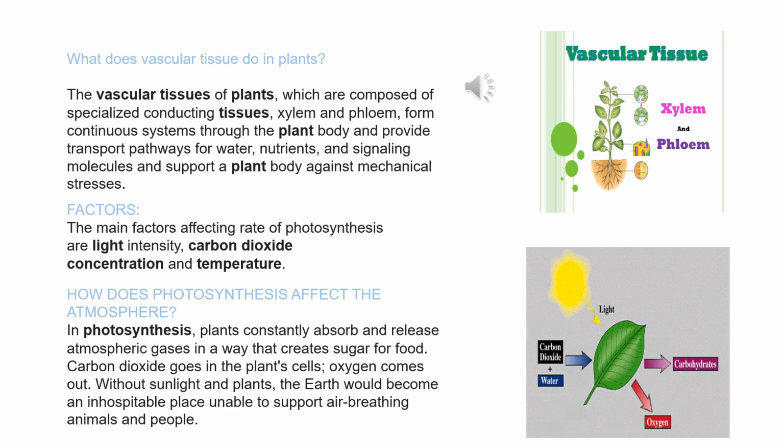You can see the diagram. In the first diagram, I have shown you xylem and phloem: xylem, the upper one, and phloem, the lower one. And in the next diagram, I have shown you how photosynthesis affects the atmosphere. In presence of sunlight, carbon dioxide and water, the green leaf prepares food. This process is actually called photosynthesis, which releases oxygen. The carbon dioxide they have shown here is actually not from photosynthesis. Actually, at the time of respiration at night, generally carbon dioxide comes out from green leaves.